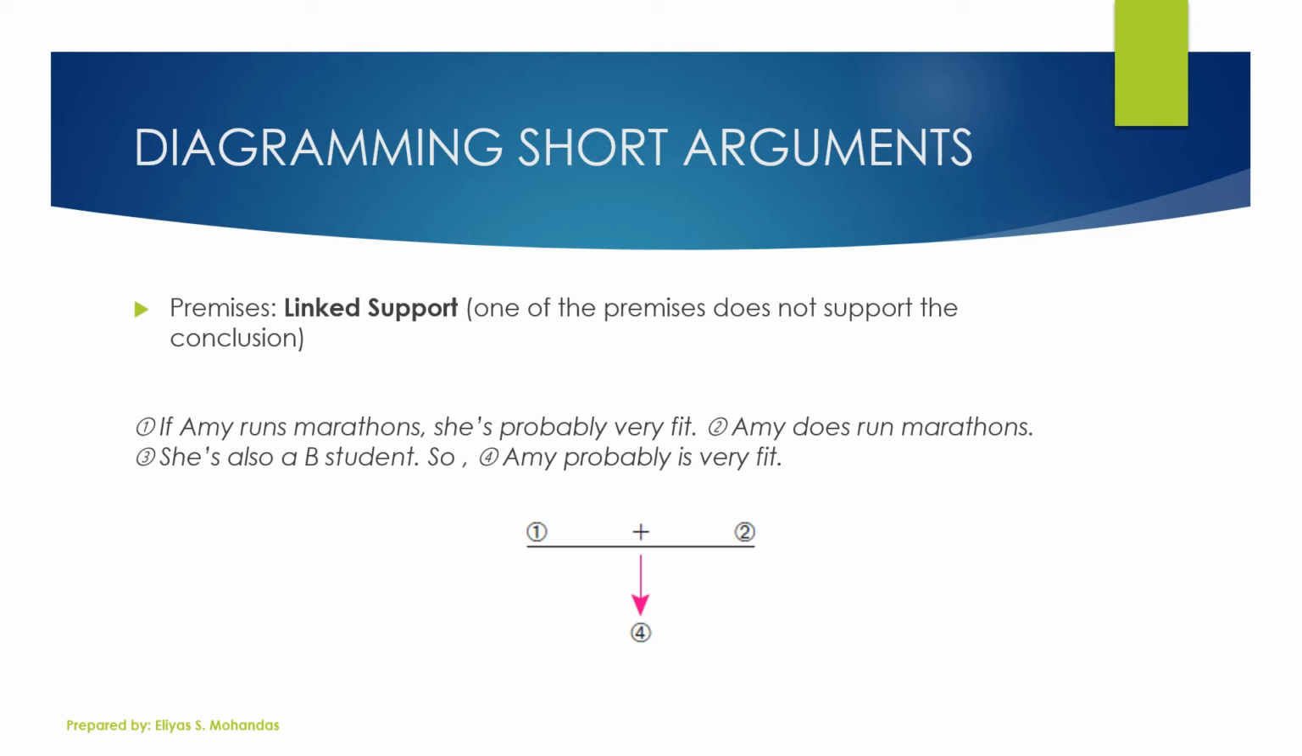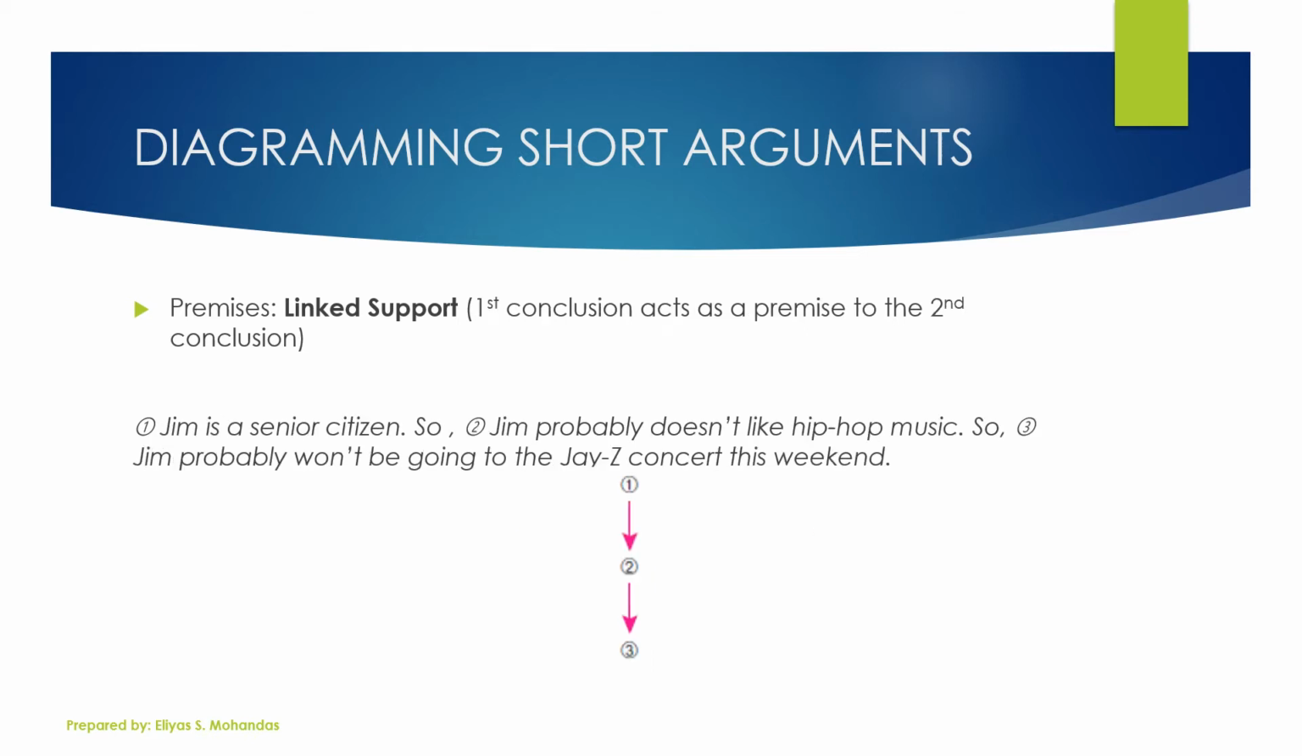So by disregarding number 3, you can have 2 premises, which is number 1 and number 2, and they are linked together or interconnected, and they are supporting statement number 4, which happens to be the conclusion. Another example for link support is where you have the first conclusion that acts as a premise to the second conclusion. Okay, now I give you an example here.